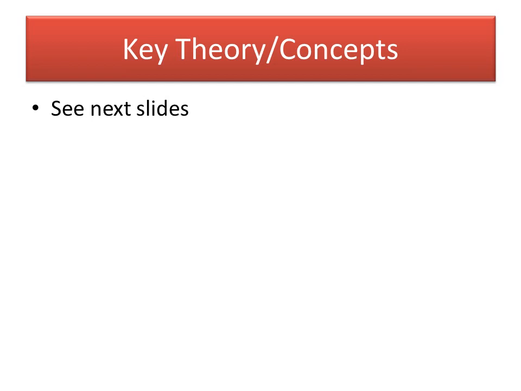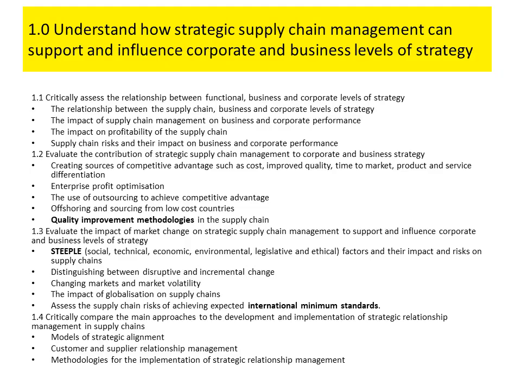The next thing we'll look at is just some basic theory, and we'll do this by question. So we're going to look at some basic theory for each of the questions. Question 1 will be about the theory on this screen, which is relationships between levels of strategy, strategic supply chain management's contribution, market changes with our famous STEEPLE, and approaches to implement relationship management. It's quite a broad area, and we'll look very briefly at some of the aspects in here, and then we'll look at the case study again.